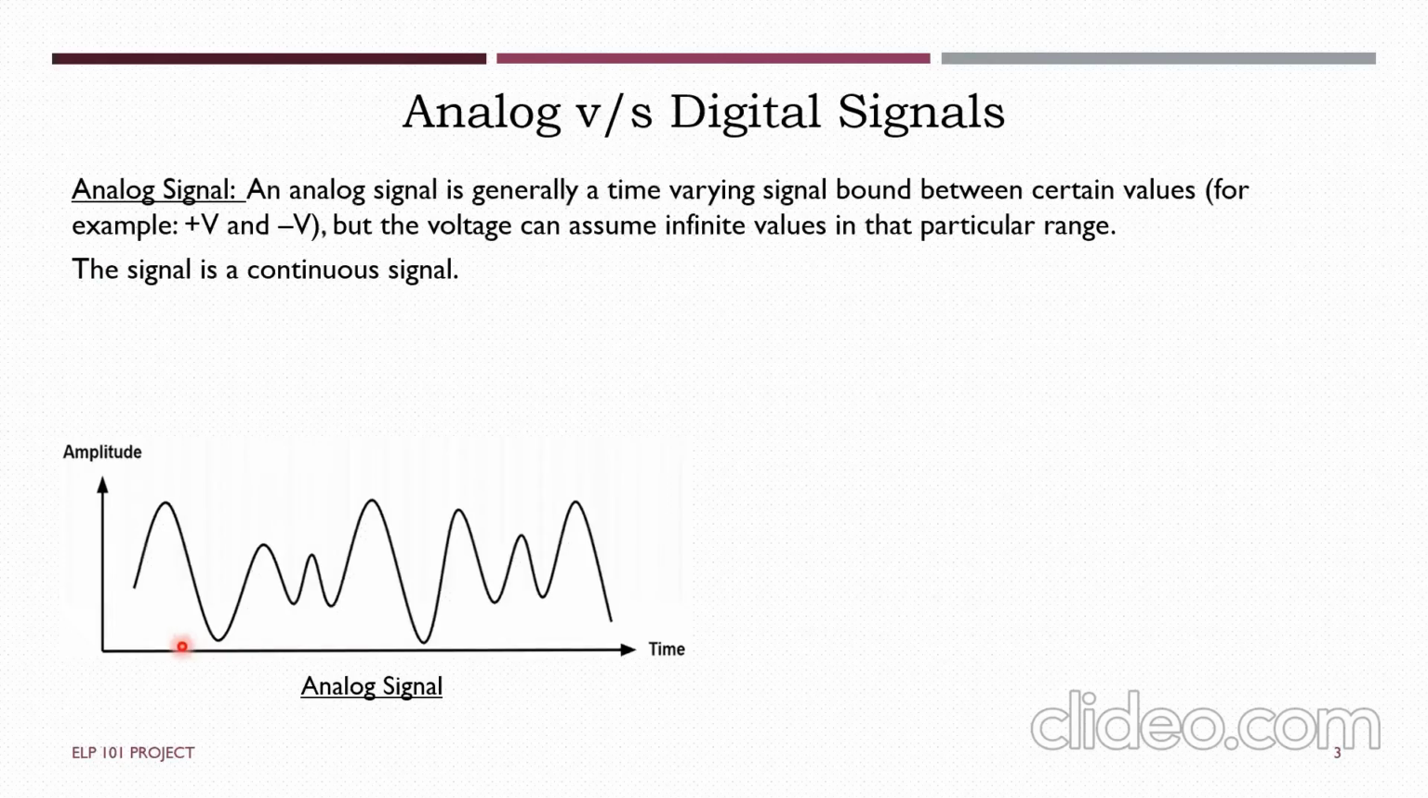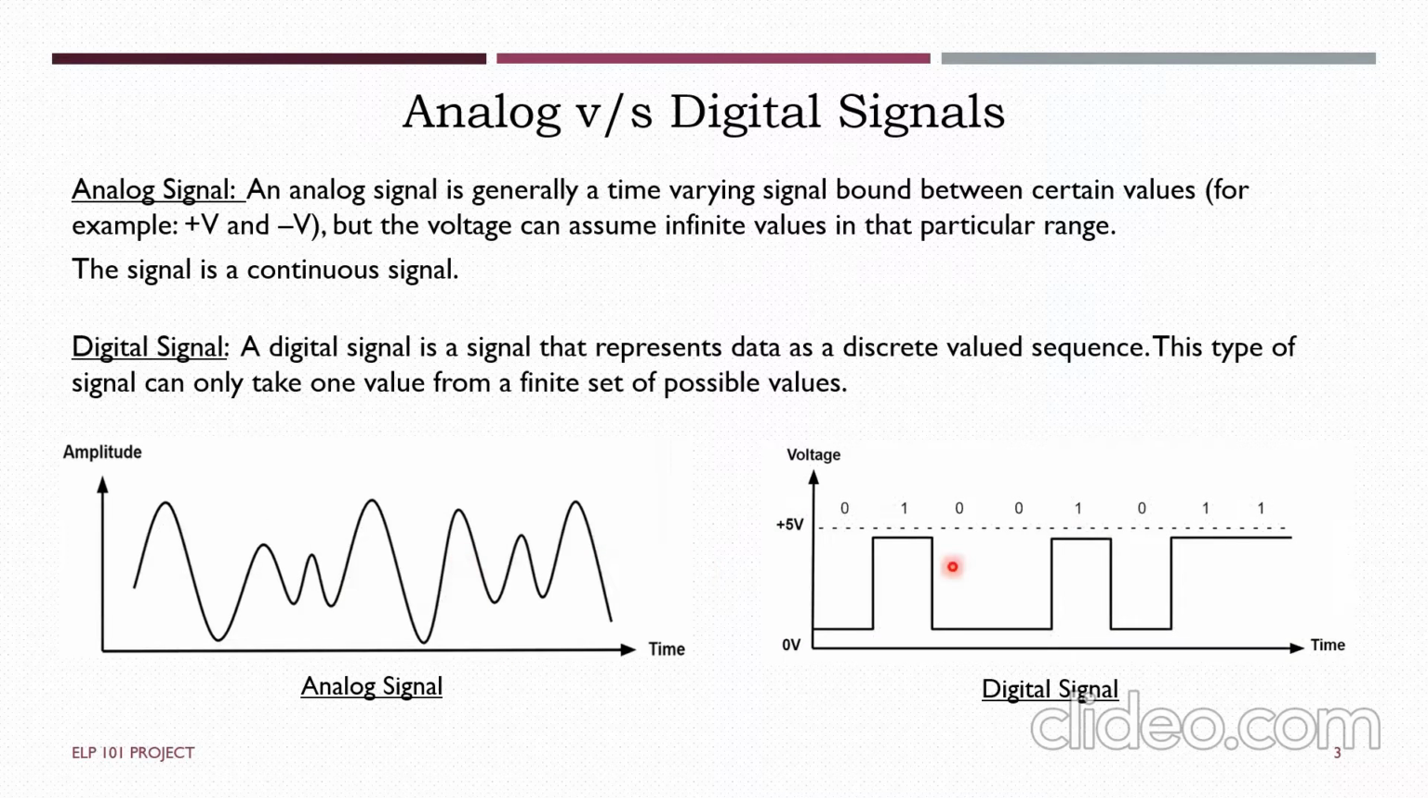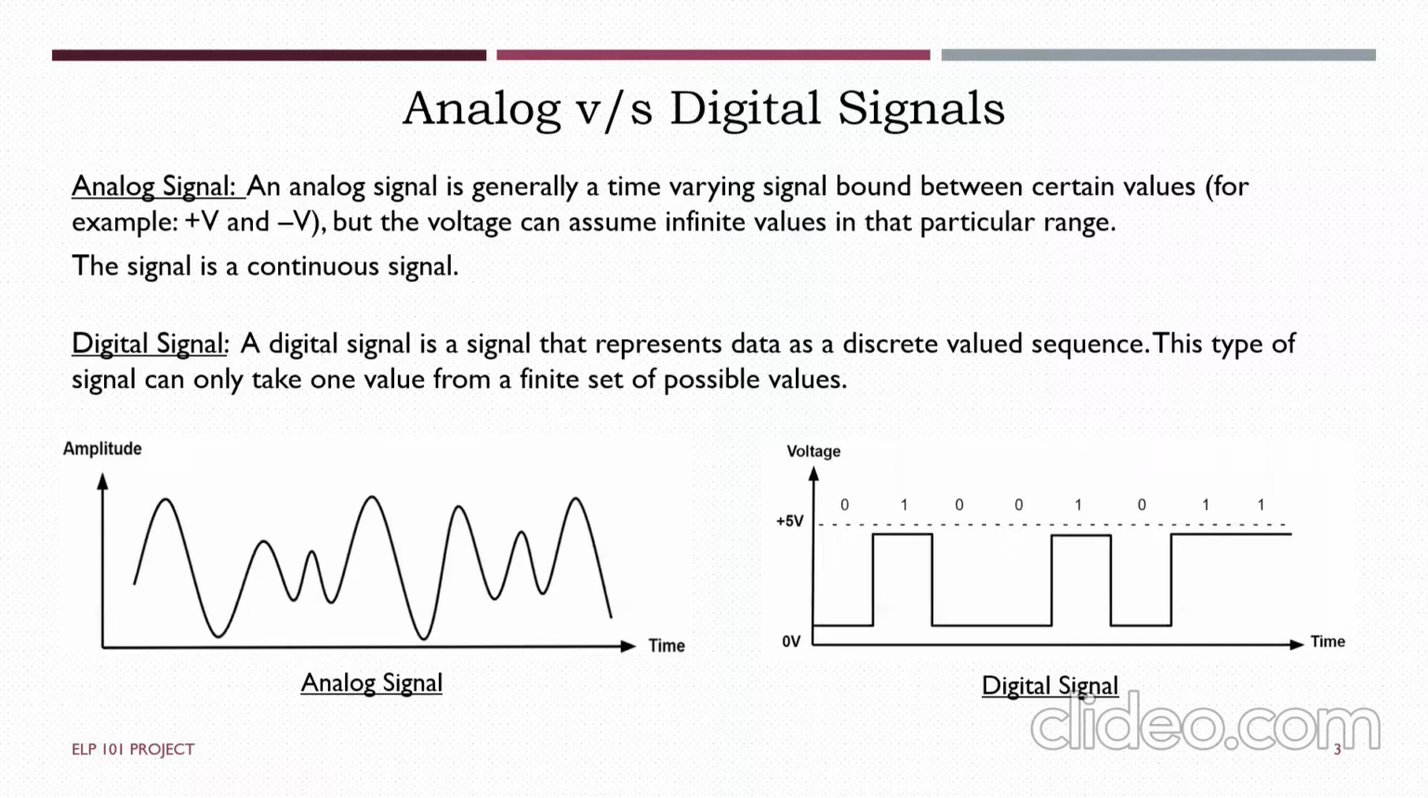We have an analog signal, which is generally a time varying signal bound between certain values. And then the voltage can assume infinite values in this particular range. And thus the signal is a continuous signal. Whereas a digital signal is a signal that represents data as discrete valued sequences. And this type of signal can only take one value from a finite set of possible values. In this graph, you can see it can take either 5 volts or 0 volts.